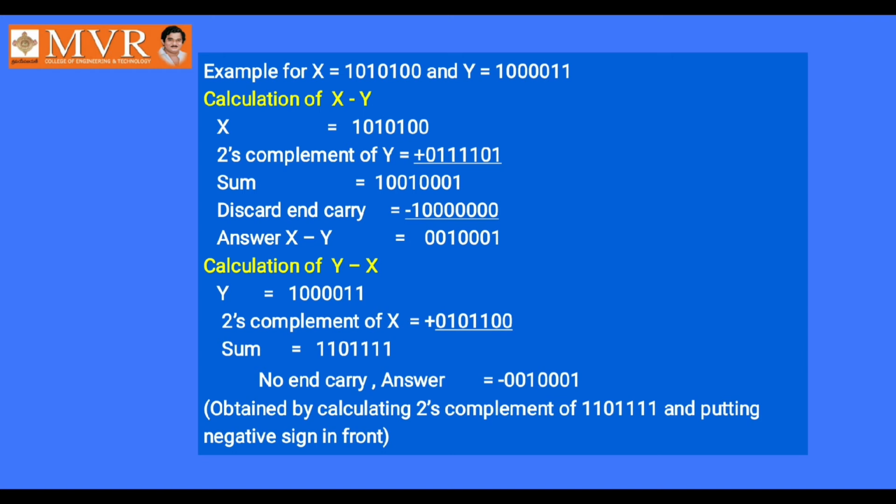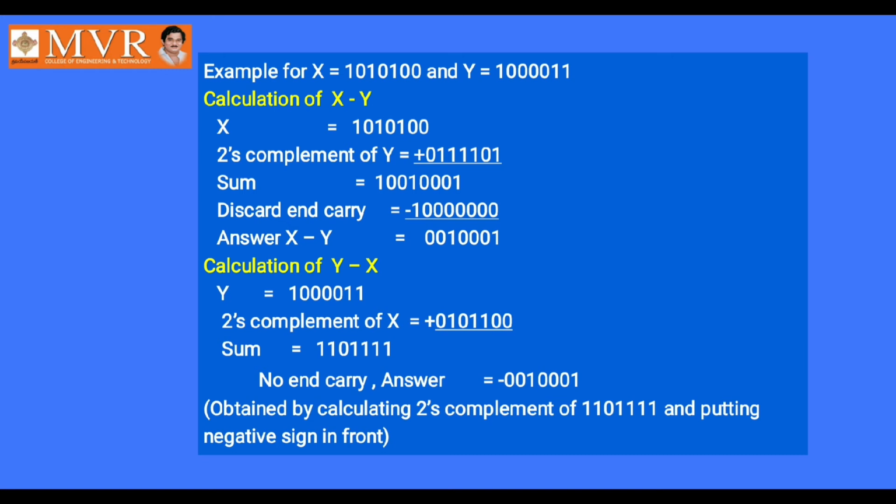After you perform this addition, you get a sum with a carry value. A carry means, here both x and y are 7-digit numbers. The result you get is an 8-digit number. So that 8th digit, the most significant bit, is considered as a carry. When you generate a carry, you have to discard the carry to get the result. So after discarding the carry, the answer is 0010001. That is x minus y.